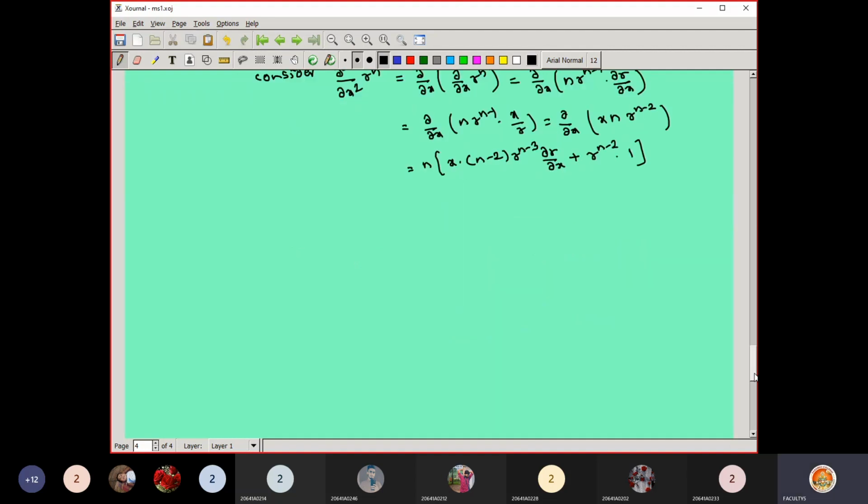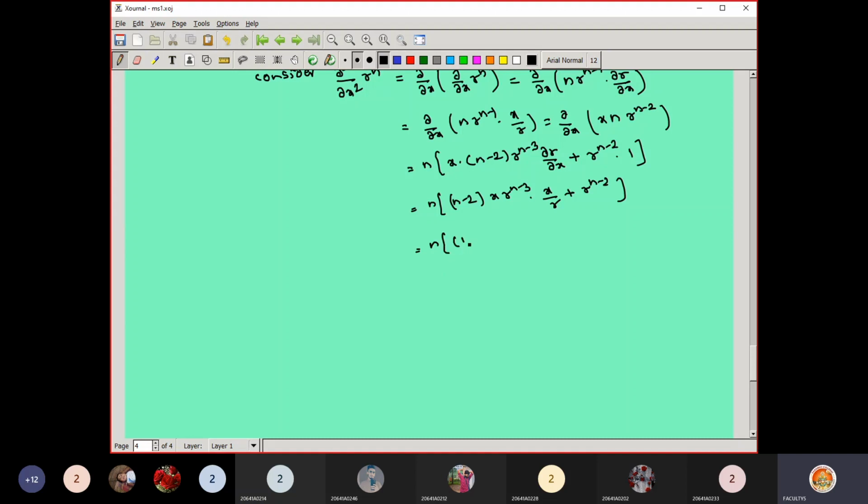So the next line, you are just substituting the value. This is equal to n as it is. It becomes n minus 2. It is x r power n minus 3. Dou r by dou x is nothing but x by r. Plus here it is r power n minus 2. So I'm getting the simplification here.